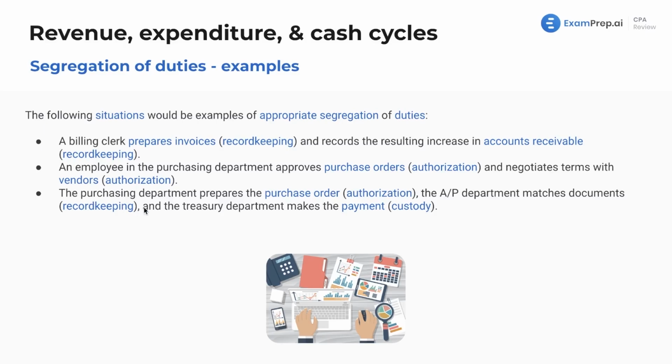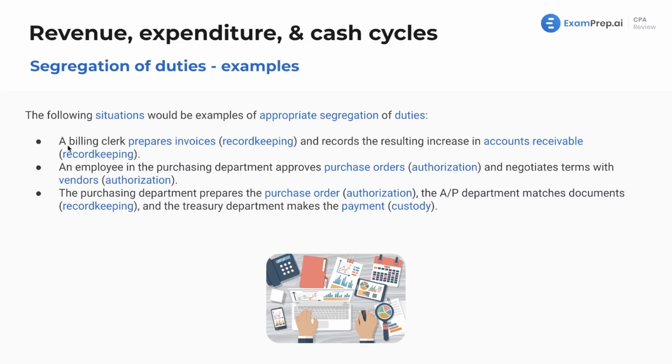Lastly here, the purchasing department prepares the purchase order. This is authorization. Then a different department, the AP department, matches documents, which is record keeping, making sure that all documentation is correct and that we can then go in and actually make the journal entries. And then lastly, the Treasury department makes the actual payment with the cash, which is custody. And this is fine because this is three different departments all doing different actions within our segregation of duties.